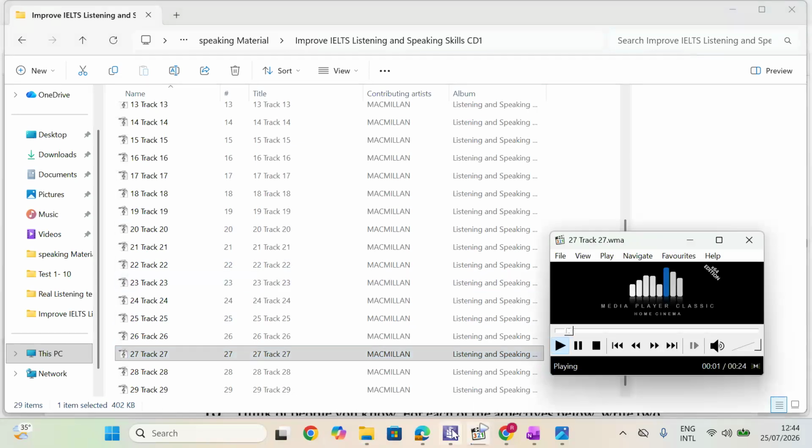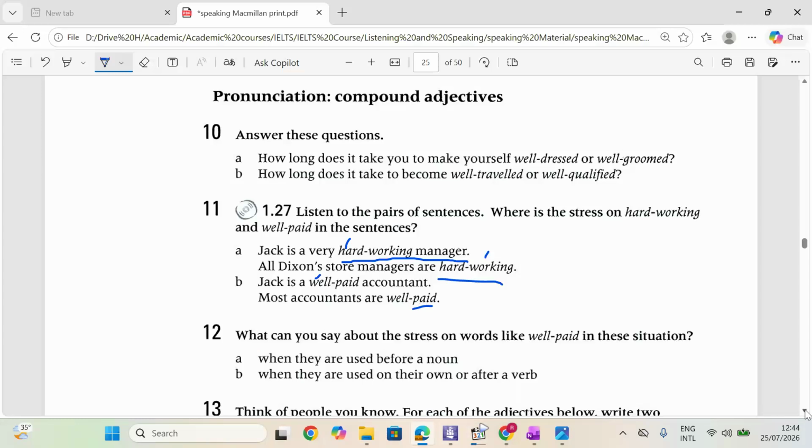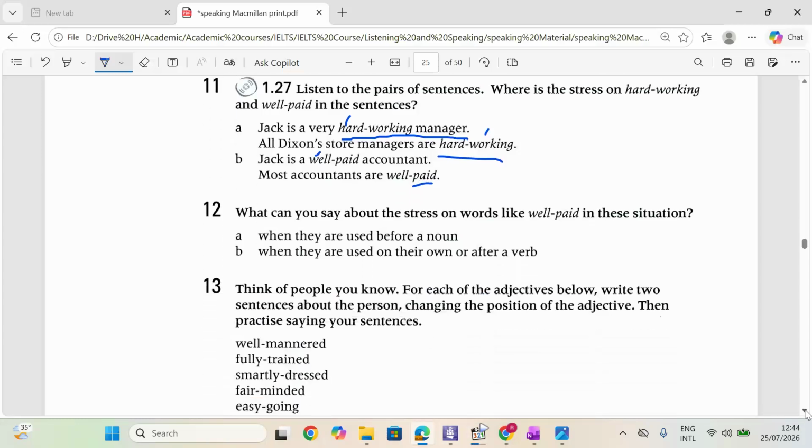Unit 5, page 44. Speaking skills. Exercise 11. Jack is a very hard-working manager. All Harvey's store managers are hard-working. Jack is a well-paid accountant. Most accountants are well paid.